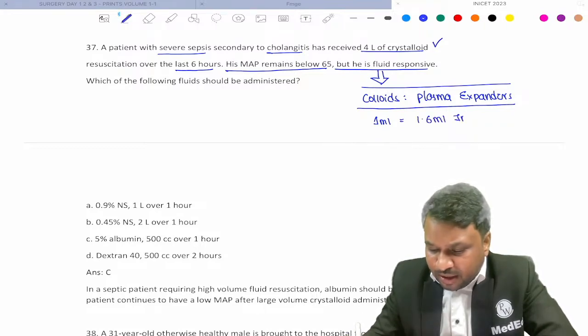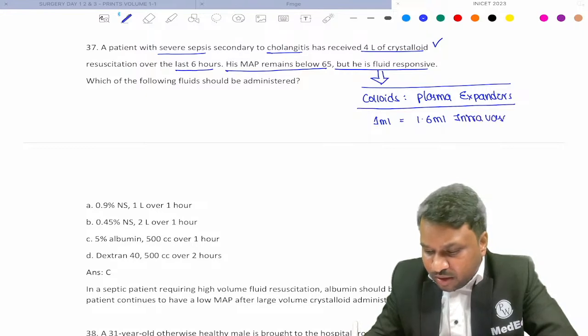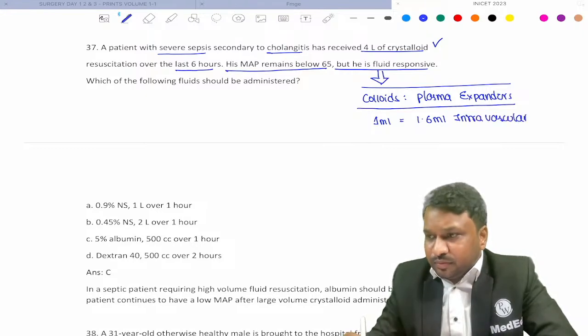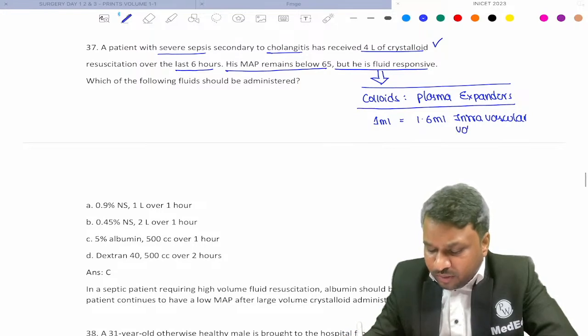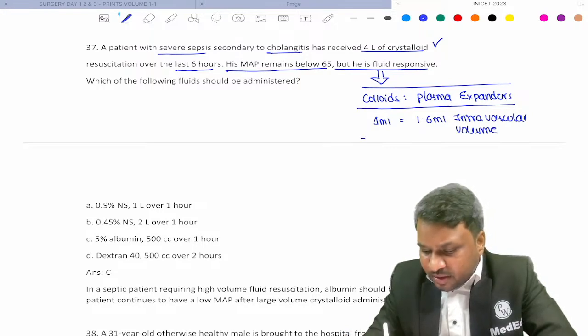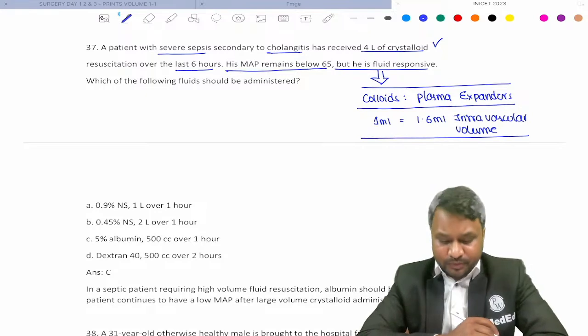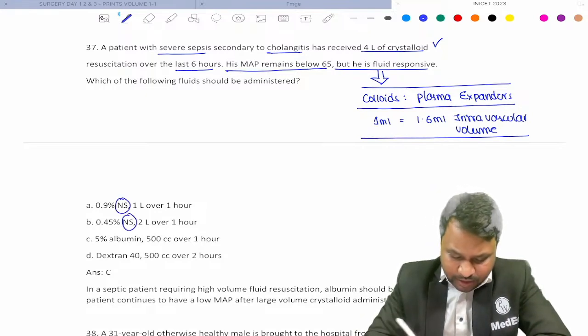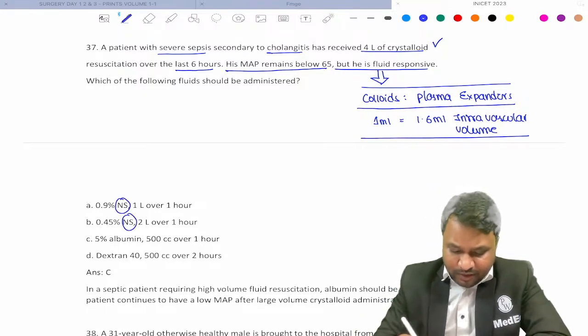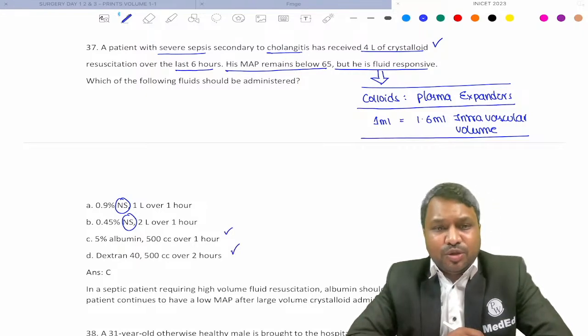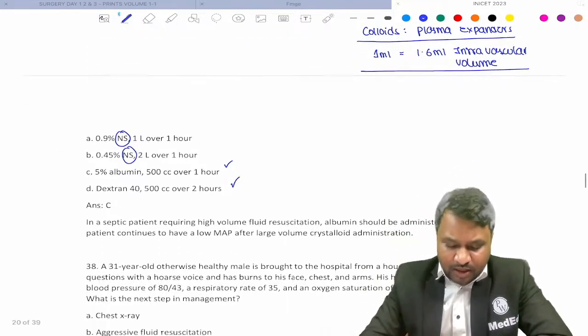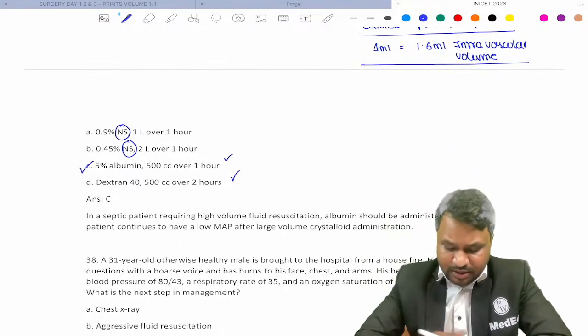The intravascular volume that is increased is 1.6 times, right? So 0.6 ml will be extra here. So I will not give any crystalloids. Crystalloids are out of the picture. So I'm left with either albumin or dextran. Dextran is nothing but sugar, right? So rather than giving sugar, I'll give human albumin, that is 5%, which is considered to be better.